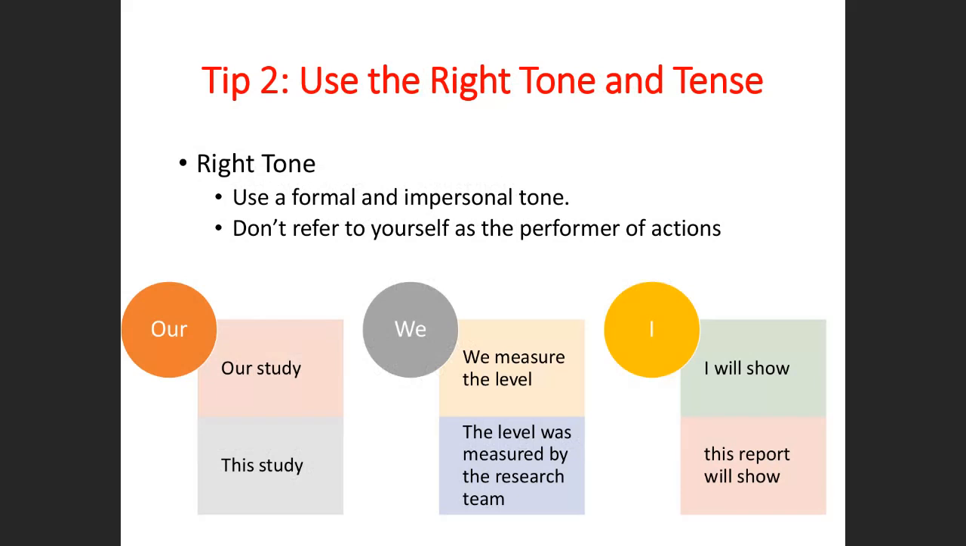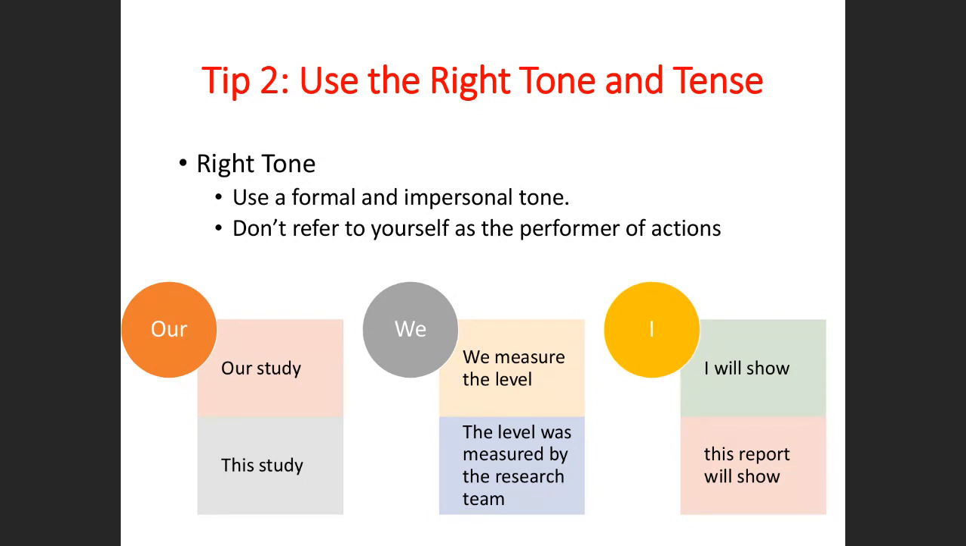Okay. So the second step is to use the right tone and tense. The right tone, usually in academic writing, is formal and impersonal. What impersonal tone means is that you don't refer to yourself as the performer of the action. We know that you have done this work with your team or colleagues, but avoid using "our study." Instead, use "this study."